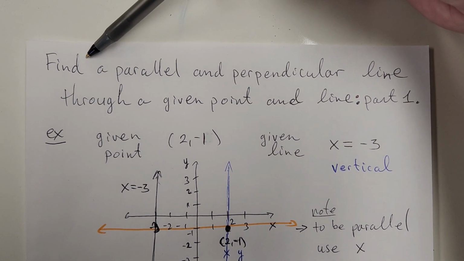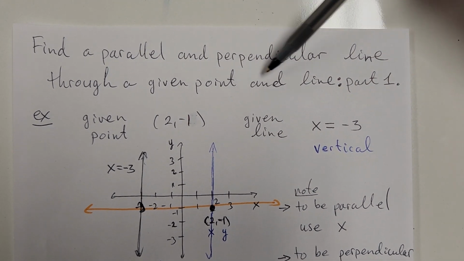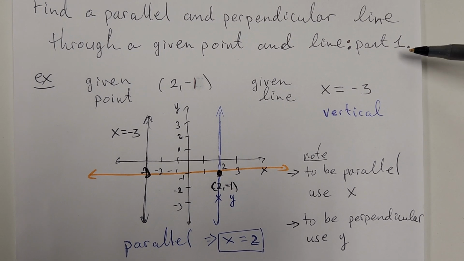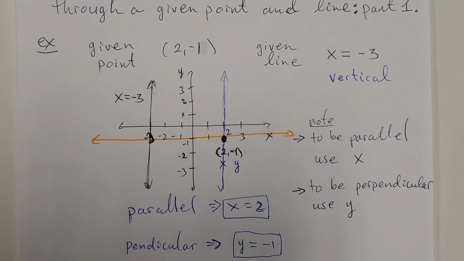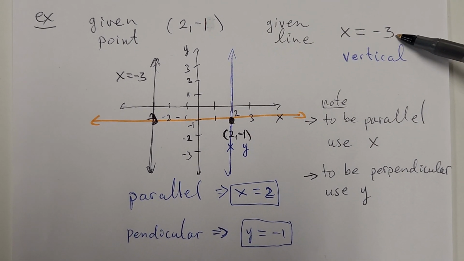This lesson is find a parallel and perpendicular line through a given point and line. This lesson will be 3 parts because it's very lengthy, so this will be part 1. Okay, so here is an example given a point and a line.